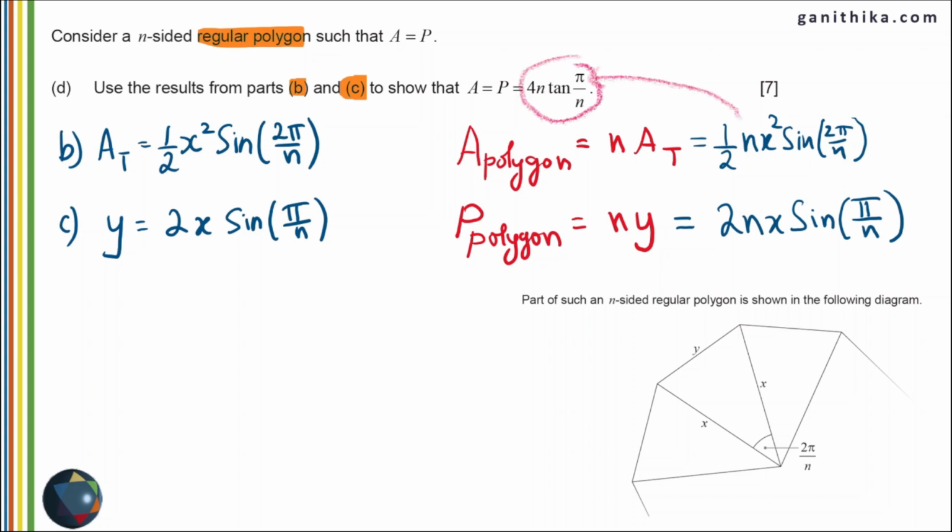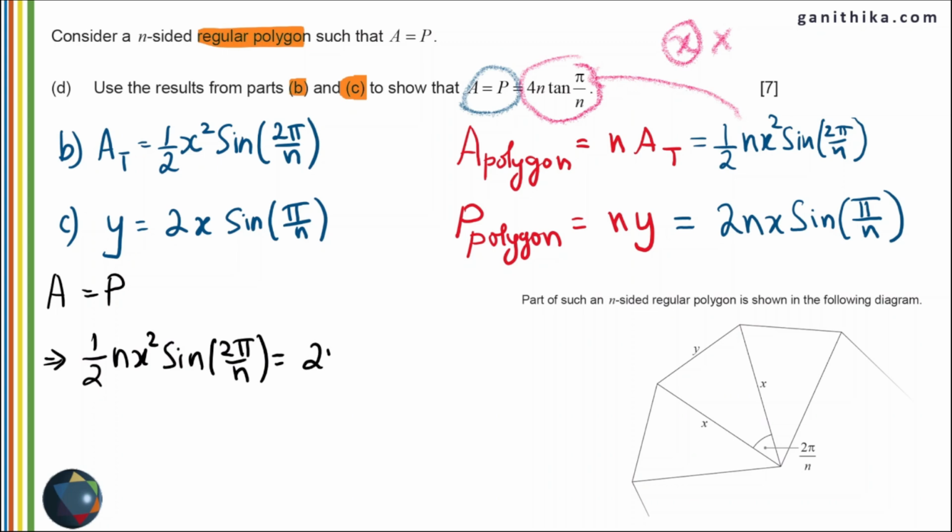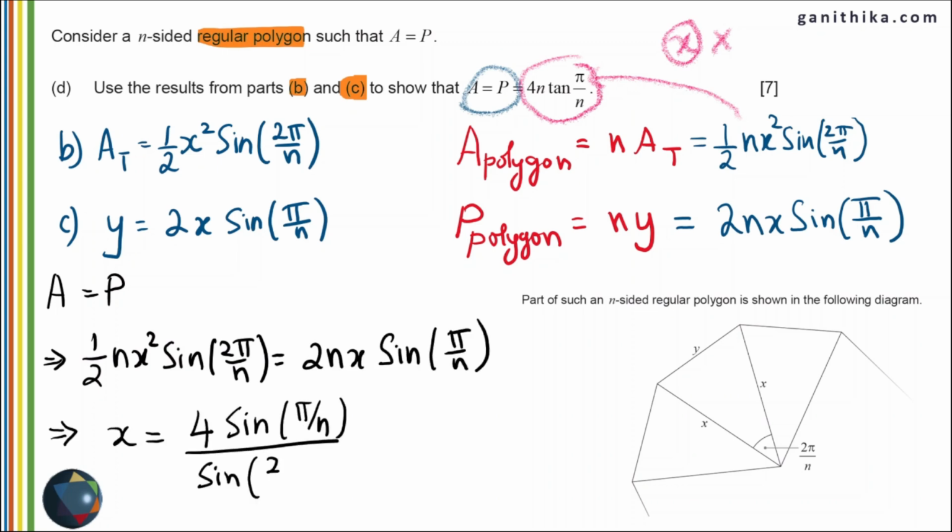But look at the question. It says A equal to P, but not in terms of sine, but in terms of tan. And the angle is also pi over n, not 2 pi over n. And you should have noticed that it doesn't have any x term in it. Therefore, we need to first of all isolate x from these two expressions, A and P, by using the A equal to P condition. So writing them both on either side, you can see that x can be isolated like this.